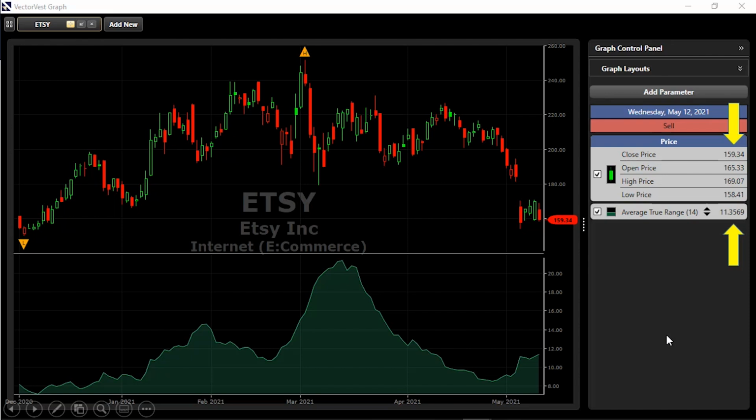$11.36. A rule of thumb or common application is to multiply the ATR by 2 to determine a reasonable stop loss. So we do that. We multiply ATR times 2. That gives us $22.72. You place a stop loss at a level twice the ATR below your entry price. So that gives us an initial risk of $136.62. That's where we set our initial stop loss.